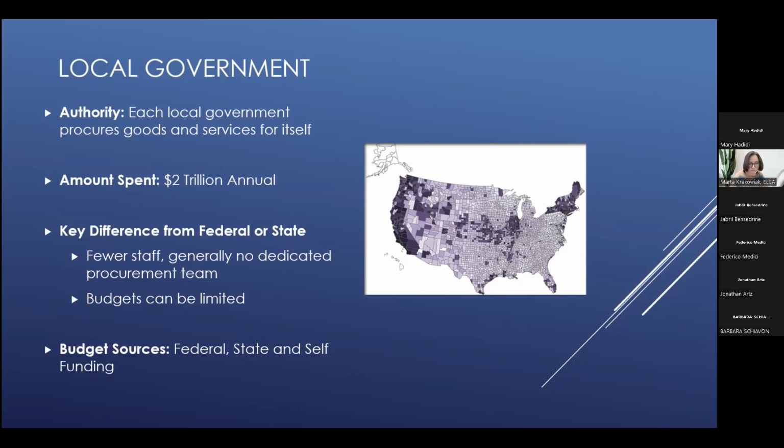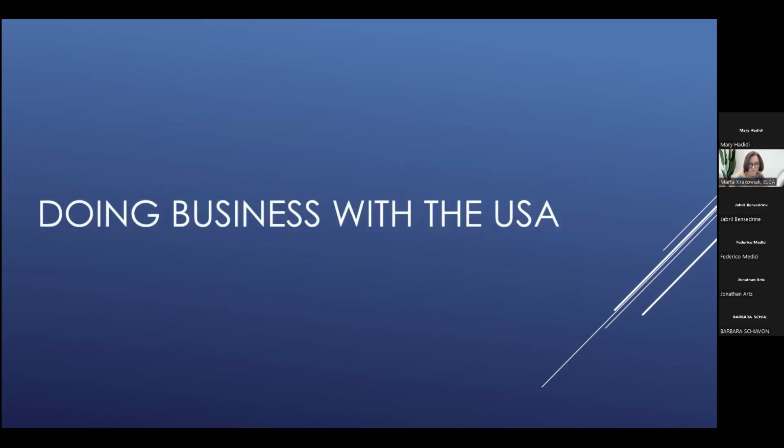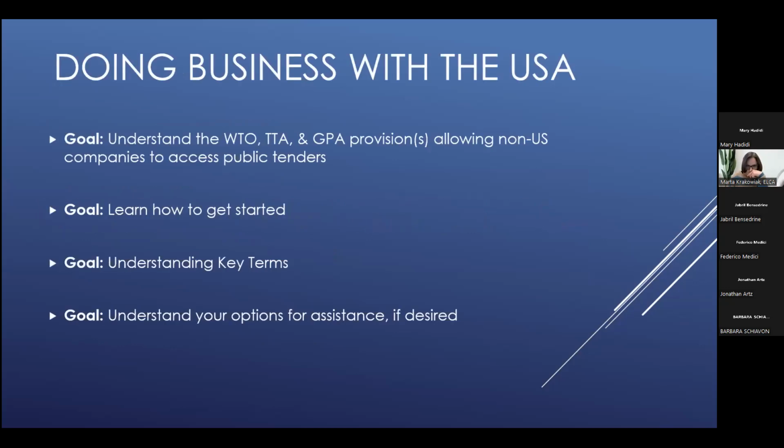All right. So we're now experts on doing business in the US. Some goals that we're going to cover here: as Europeans, what does it mean to do business here in the US? What are you allowed to do? What aren't you allowed to do? How are you looked at? How are you treated compared to domestic US companies that are looking to bid on these? So we'll go over some World Trade Organization stuff, some general agreements, some trade agreement provisions here.